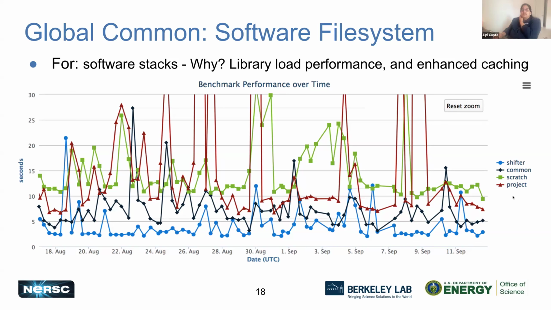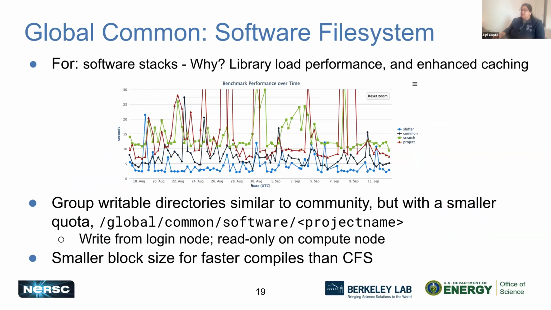Project means CFS. The reason for this is that Global Common is mounted read-only on the compute nodes. When it's mounted in this way, it's not expecting you to be writing data, and because it's read-only, it's optimized for that.